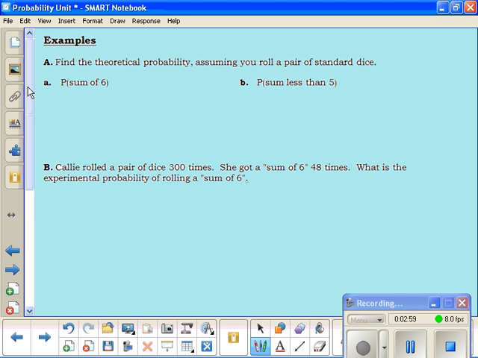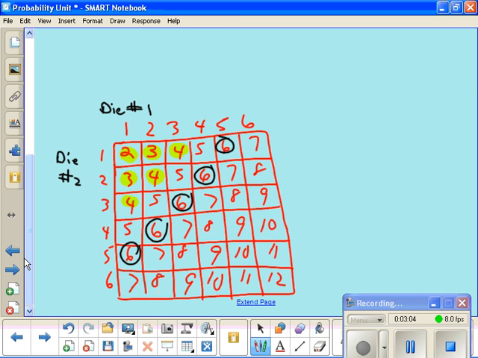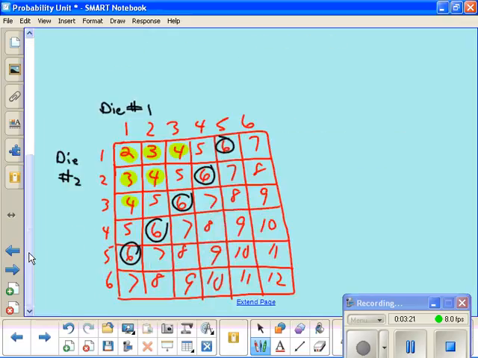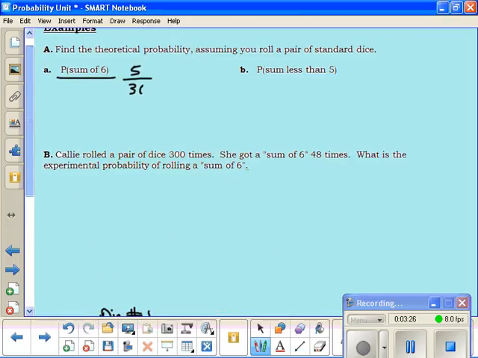Here, what we want is the probability of a sum of 6. So in the black circles, I have identified the ones that add up to 6. There are 5 of them. And this is not an experiment. This is theoretically what we think is going to happen. There are 5 out of how many possible outcomes in this table? Well, 6 times 6 is 36, so there are 36 total possible outcomes. So that's the probability of the sum of 6.